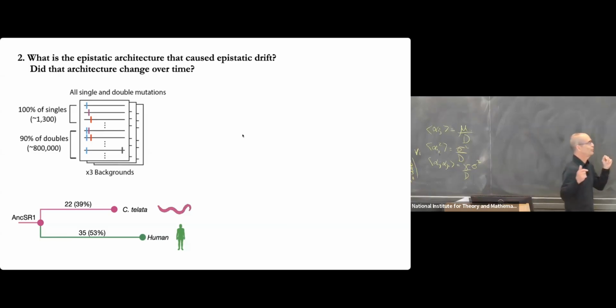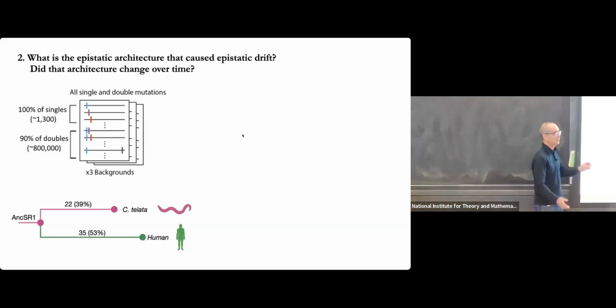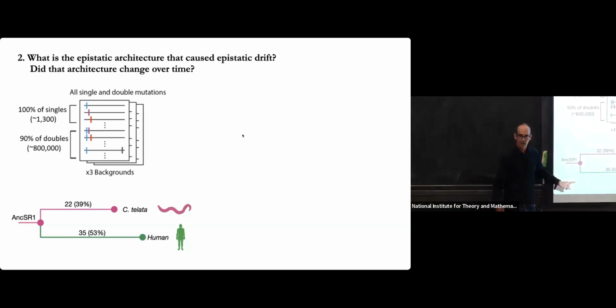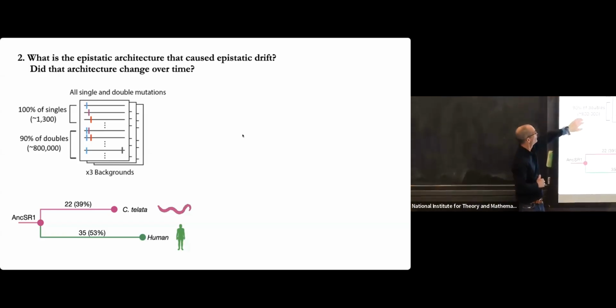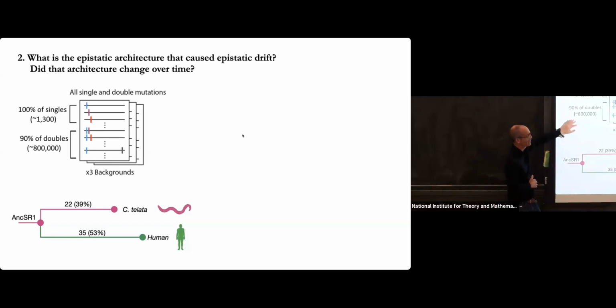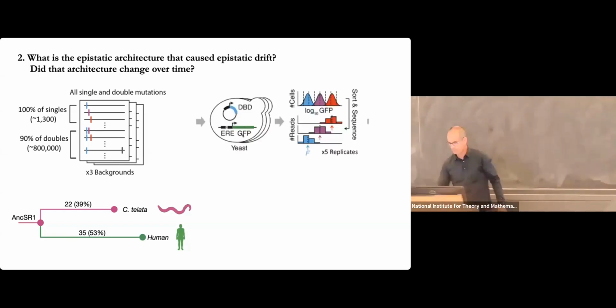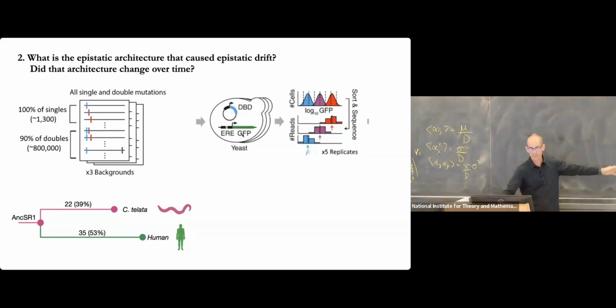This is a big experiment. So we didn't do it in all 9. We did it in 3 backgrounds, the deep ancestor and 2 extants. And here's the number of substitutions. It's 57 that occurred along these branches. We got all the singles. We got 90% of the doubles in the library. Same experiment, 5 replicates.